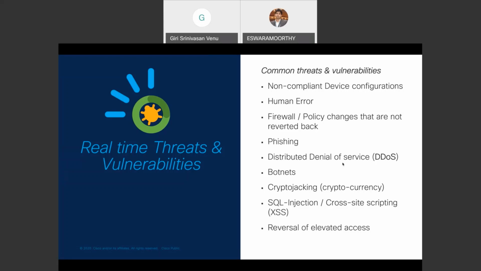And finally, the last one is the reversal of elevated access. This is something that pretty much most of us have seen. We might require some type of elevated admin access or root access to perform an operation or install software or download anything. We raise a ticket to the admin team, and we get the access. But once we are done with our tasks, the admin team has to make sure that the accesses are revoked, and you are restored with regular access.